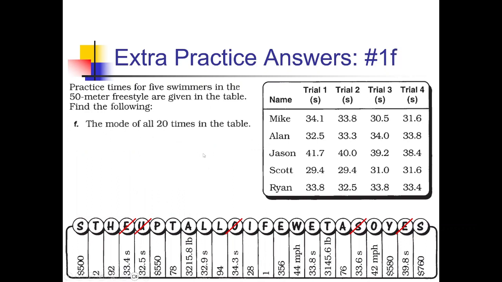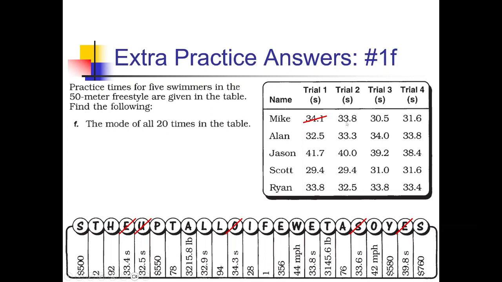For the final part of problem 1, they want to know the mode of all 20 times in the table. So this is asking which time appeared the most. So to do this, I'm going to start counting up how many times each of these different times appeared. And to make this as efficient as possible, I'm just going to start at the top and cross them off as I count them. So we have first off 34.1. There's only one of those in this entire table, so that's probably not the mode, so let's keep going.